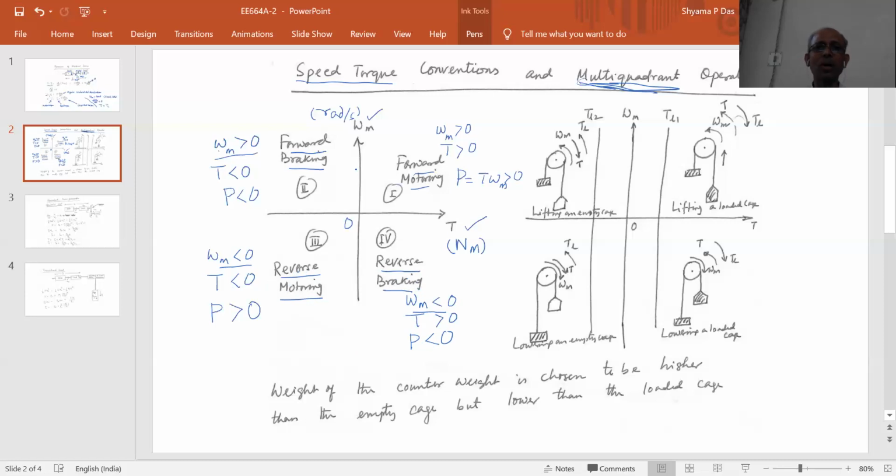So we have 4 quadrants here: forward motoring, which is in the first quadrant, both are positive. Forward braking is in the second quadrant, speed positive, torque negative. And reverse motoring is in the third quadrant, speed negative and torque negative, both are negative, power is positive. And we have the fourth quadrant, with speed negative and torque positive, and hence the power is negative.